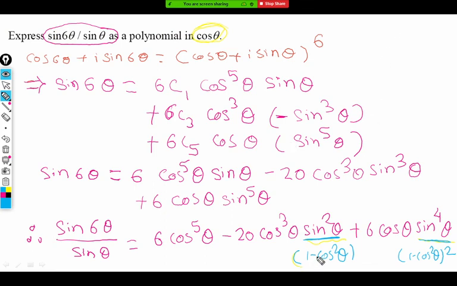So a small calculation is left. You should write 1 minus cos square theta, multiply this inside a bracket. This 1 minus cos square theta bracket square you have to simplify, and then multiply 6 cos theta inside and collect the terms together. So that is the last part. You will get the final answer. Any doubt here?